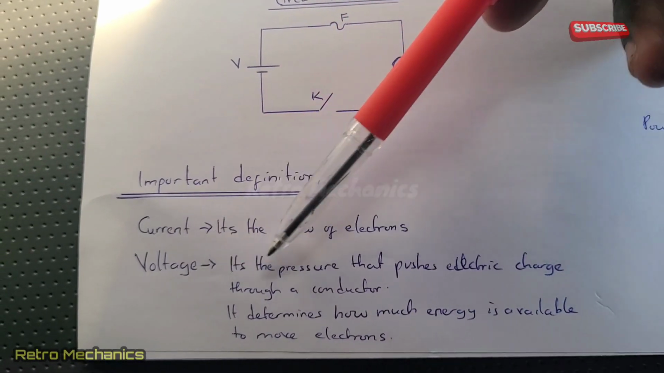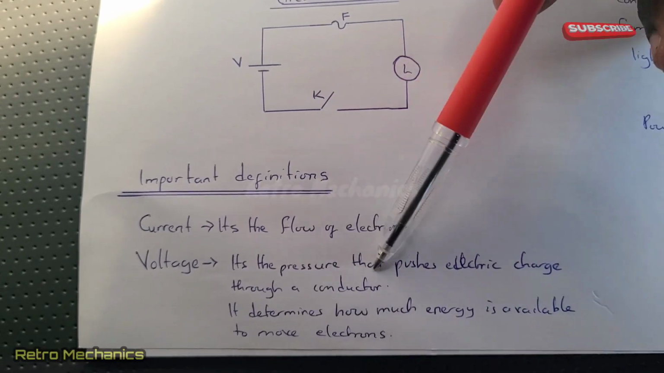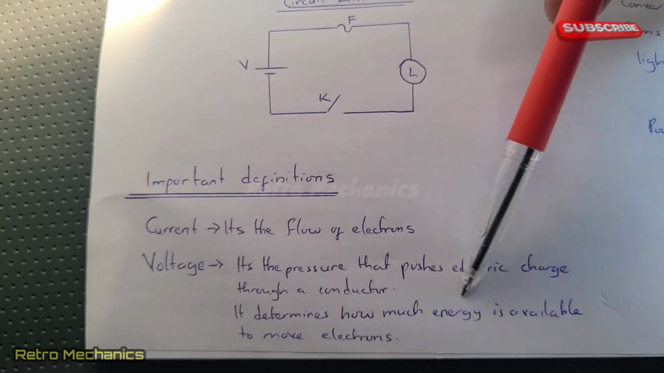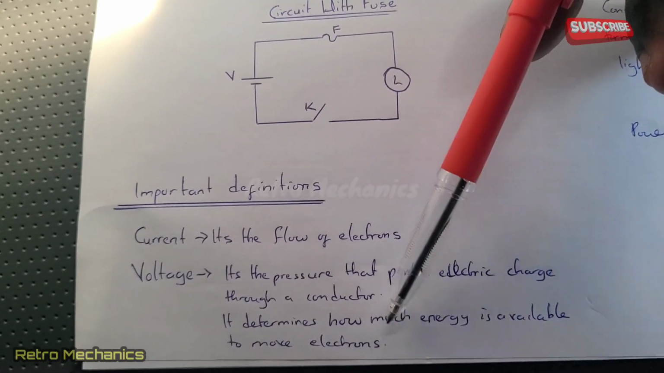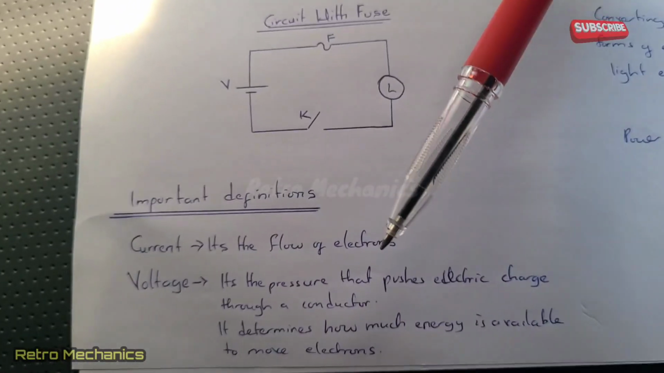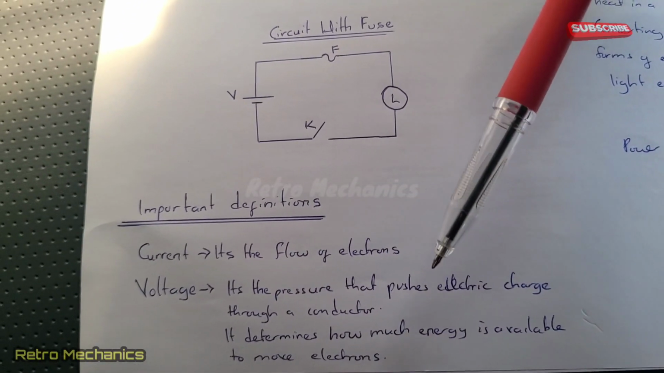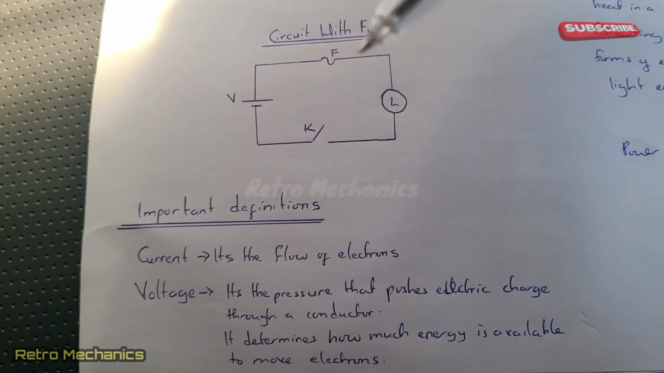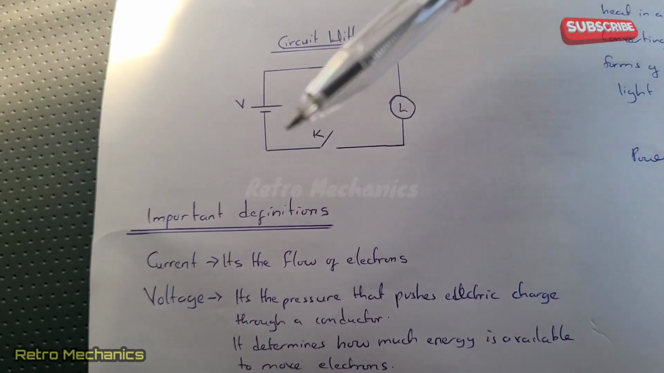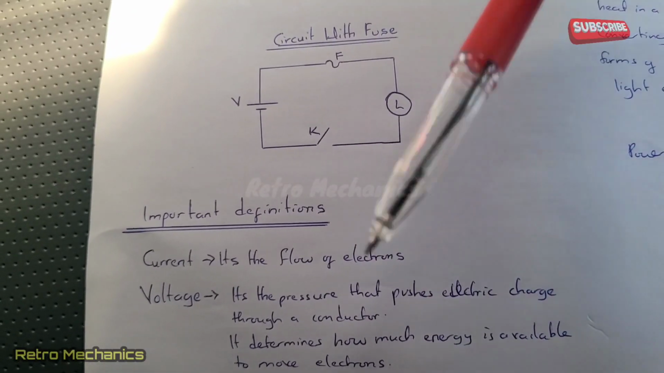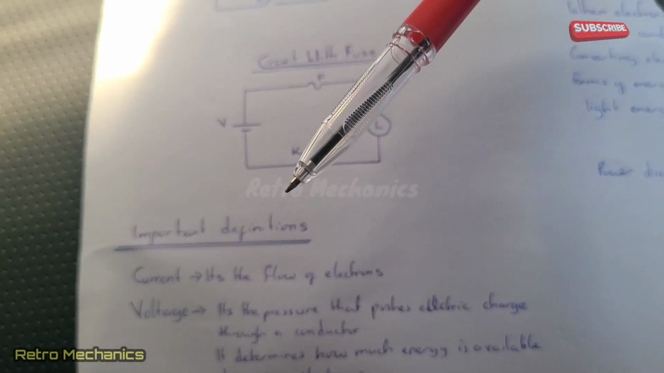Voltage is the pressure that pushes electric charge through a conductor. It determines how much energy is available to move the electrons. So if you have a battery and it's 3 volts, that is the amount of energy which is available, so little current will flow. If you have a very high voltage, the amount of current you can flow through that circuit is also very high.